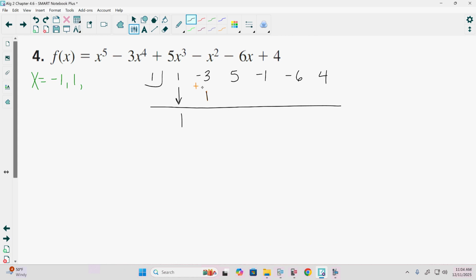Negative 3 plus 1 is negative 2. 1 times negative 2 is going to be negative 2. 5 plus negative 2 is 3. 1 times 3, you good? Yeah, okay. Negative 1 plus 3 is 2. 1 times 2 is 2. Negative 6 plus 2 is negative 4. And lastly, 1 times negative 4 is negative 4. And 4 plus negative 4 will be 0, just like we wanted.